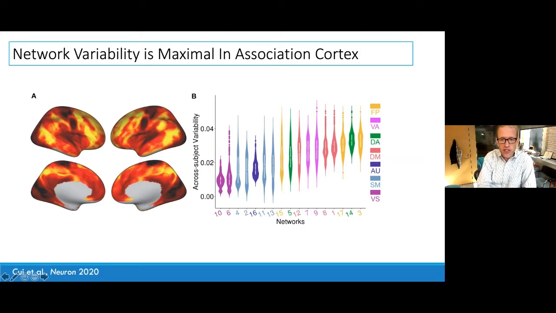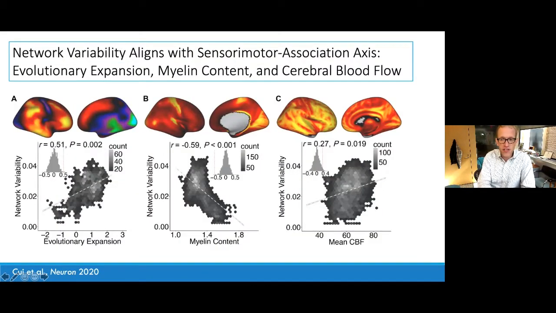So just like in adults, association networks in kids have the highest variability in where they are in their functional topography. And this variability map reminded us immediately of other features of the sensorimotor-association axis. So we examined directly whether variability in the layout of these functional networks was correlated with other major features of the sensorimotor-association axis. And to do this, we use really conservative spin-based spatial permutation tests.